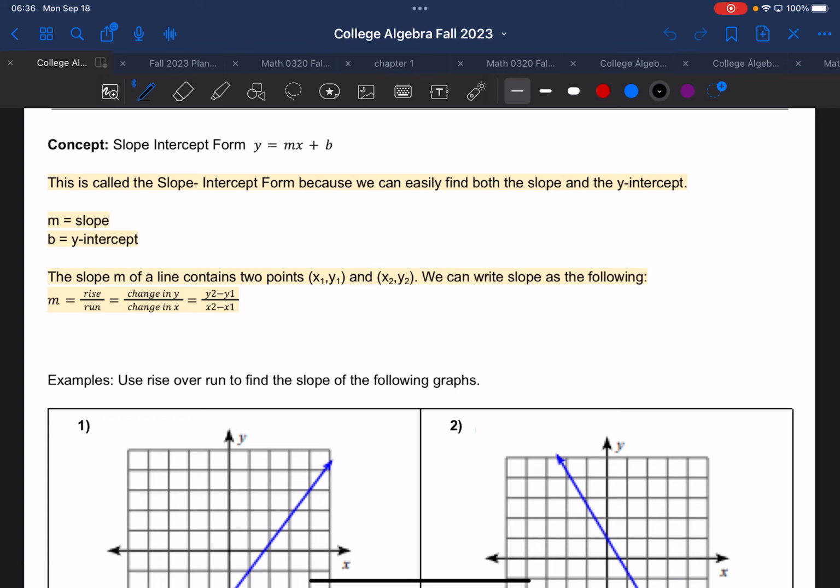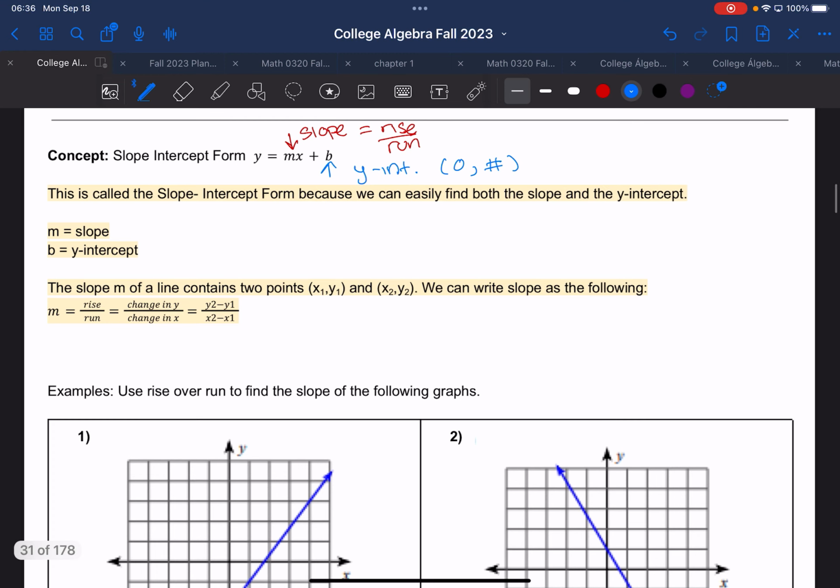So the first concept, slope-intercept form, that y equals mx plus b. We know that m is our slope, and our slope could be written as rise over run. And then the b is our y-intercept. Remember, our y-intercept is always written as 0, comma, and then the number. And again, it just mentions what I just said. So this is called the slope-intercept form because it's the easiest way to find both the slope and y-intercept.